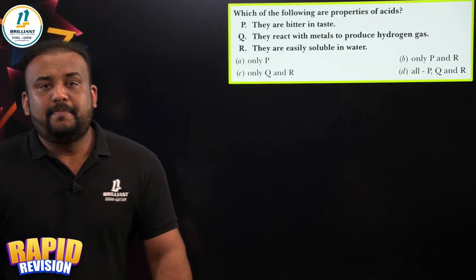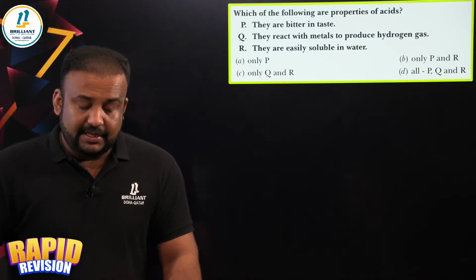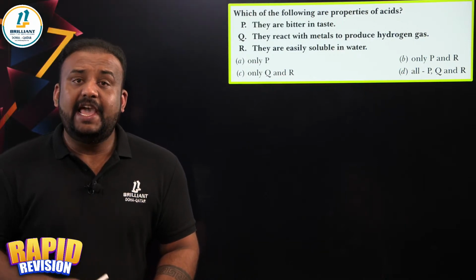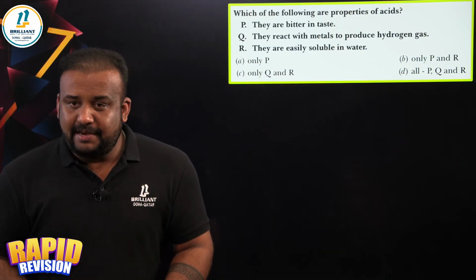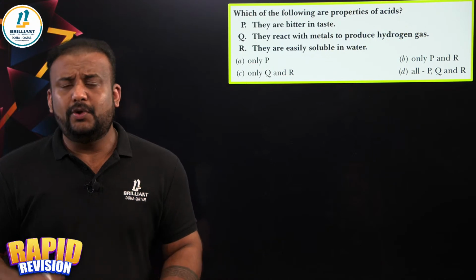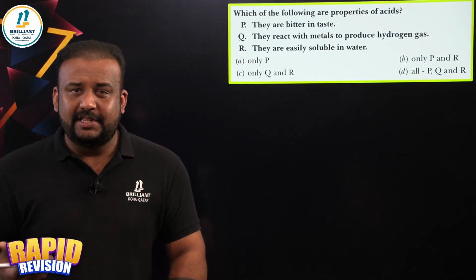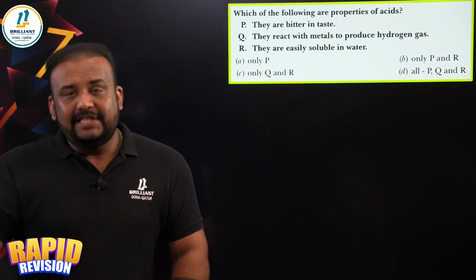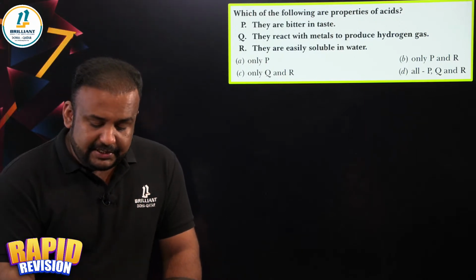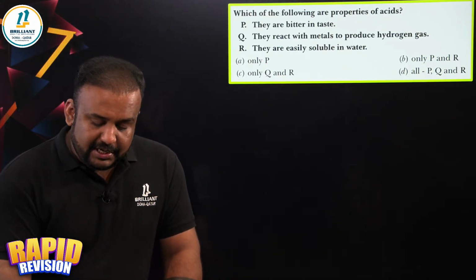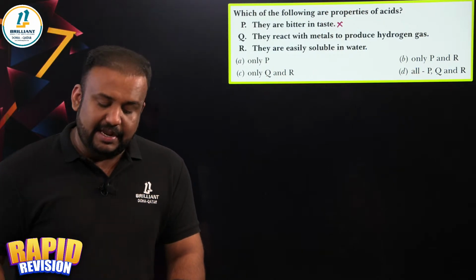Which of the following are properties of acids? Read the statements. They are bitter in taste. Is that statement correct? You know that acids are sour substances. They are sour in taste. Bases are the ones which are bitter in taste. So we can say that the first statement is not correct about acids.